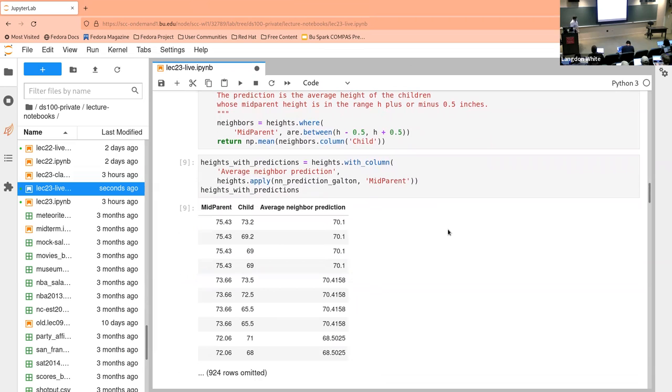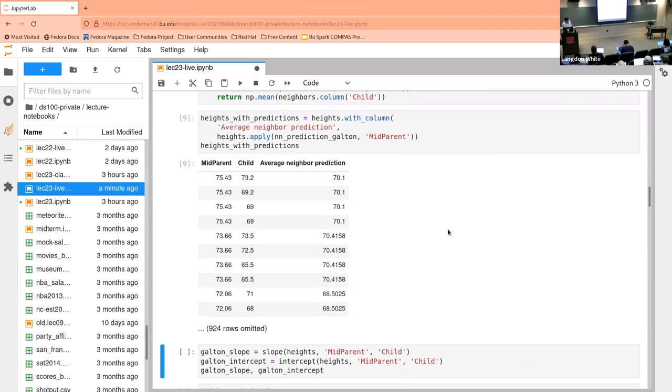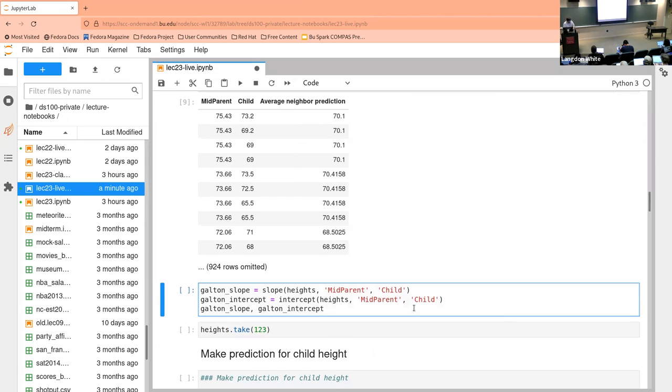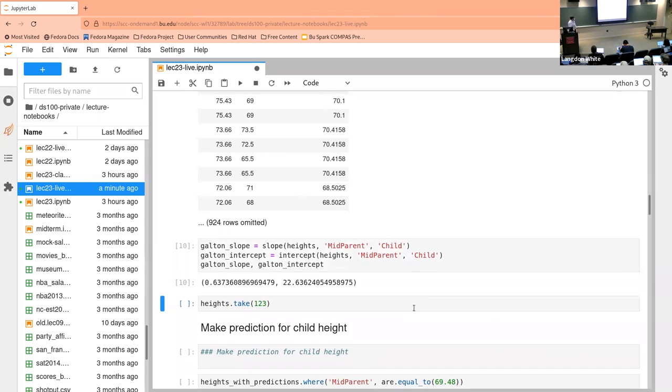All right, still cooking. Okay, so here, we did this, I think, last time. This is the mid-parent height, and here is the actual child's average height, and then this is our prediction using the nearest neighbor. And so we just shove all that in the table. But now we can get from our data here the linear version of it. We can get the slope from the heights using our slope function above, and the intercept using our intercept function above. So we do the same calculation we were talking about before, but now we know a slope and the intercept.